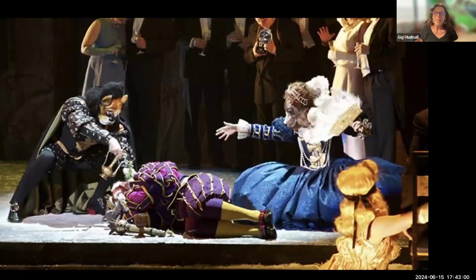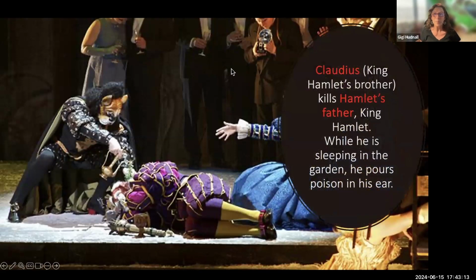All right, so this is a picture of the play within a play. These actors are wearing masks. The king is there, and this one's pouring poison in the king's ear. And this is where we're supposed to catch the conscience of the king. Okay, so Claudius, King Hamlet's brother, kills Hamlet's father, King Hamlet, while he's sleeping in the garden, and he pours poison in his ear.